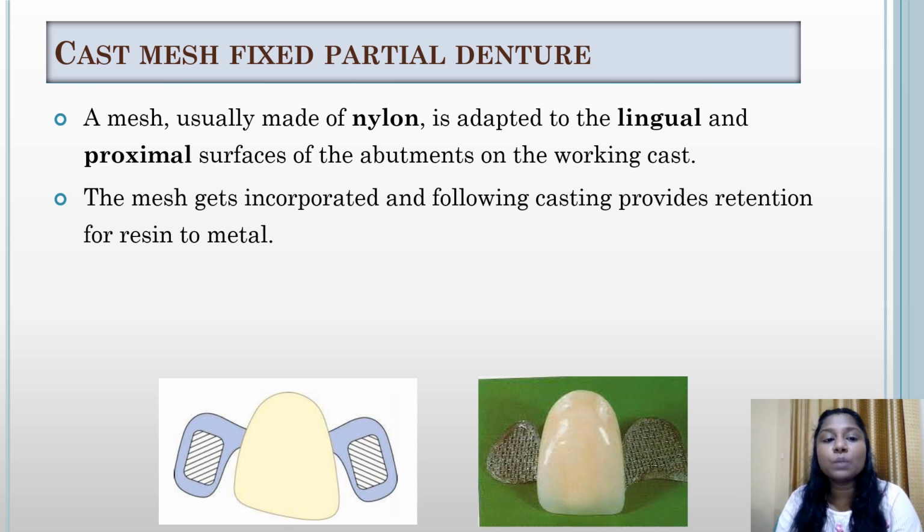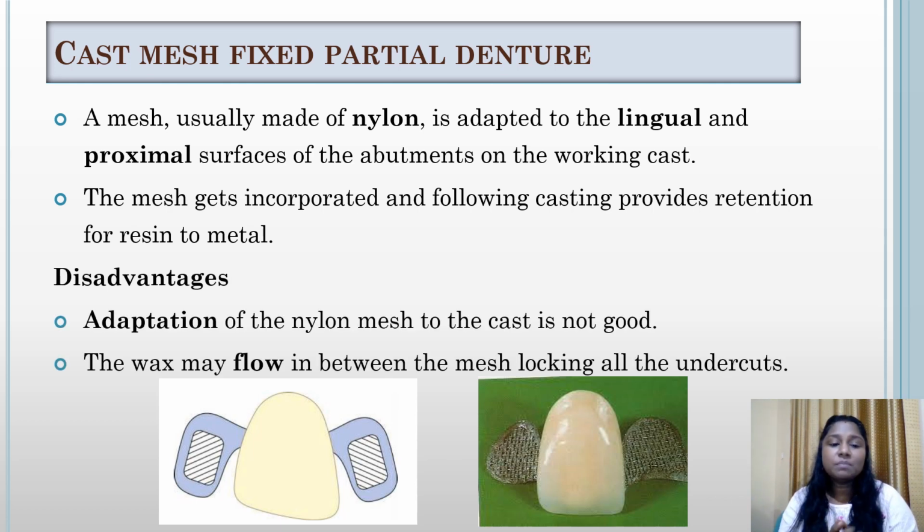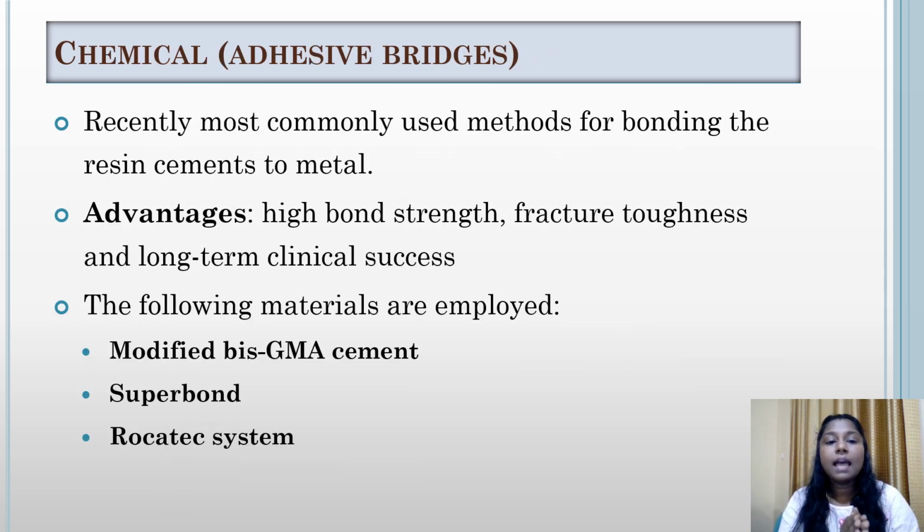In this type, what we actually do is use a mesh that is made out of nylon, as you can see on the screen. It's adapted to the lingual and the proximal surfaces of your abutment. This mesh gets incorporated with the casting to provide the retention. Its disadvantage is that the adaptation is not so good, and the wax that flows might get interlocked into the undercuts. So you have to block out the undercuts.